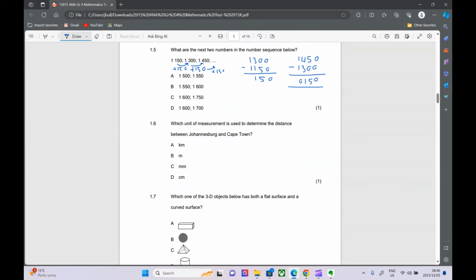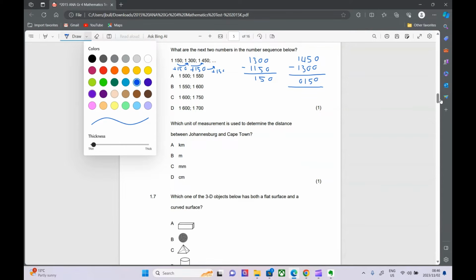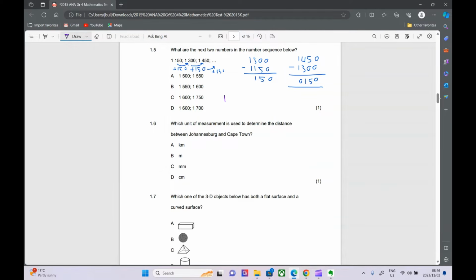Which is quite a lot of working out, but it's not too difficult. So we're going to say, let's get a different color. We've got 1450. I want the next number in the sequence, so I'm going to add 150. Just make sure you line it up nicely. 0 add 0 is 0. 5 add 5 is 10. Carry the 1. 4 add 1 is 5, add 1 is 6. And 1 add nothing is 1. So we've got 1,600 next.